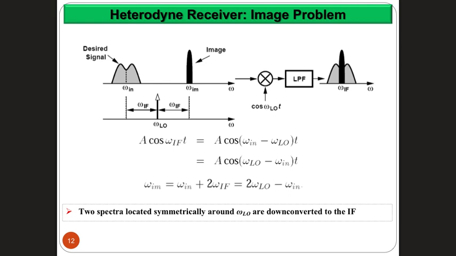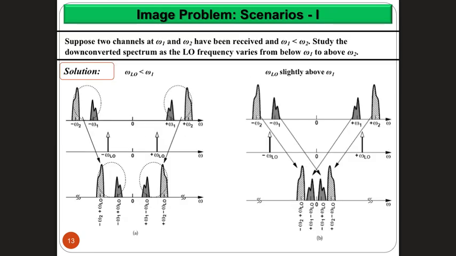And this is called the image problem, or the image issue with heterodyne receivers. You have to work around this. You have to make sure that you can overcome this problem, the image problem. Okay. To further describe what's going on, you can see here different scenarios of the position of the local oscillator with respect to the received signals, right?